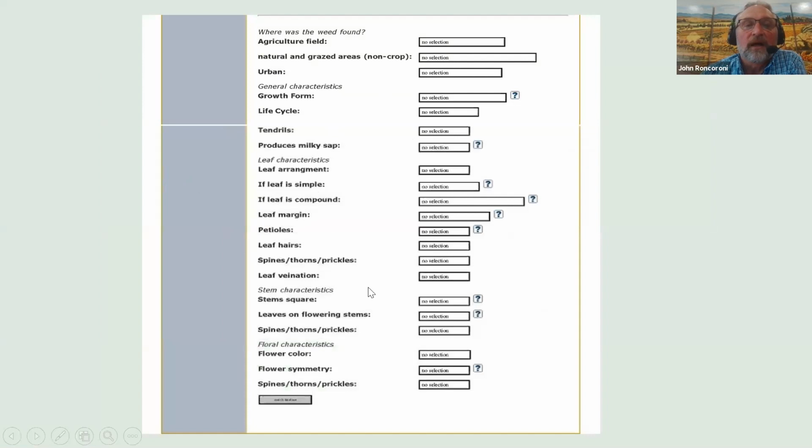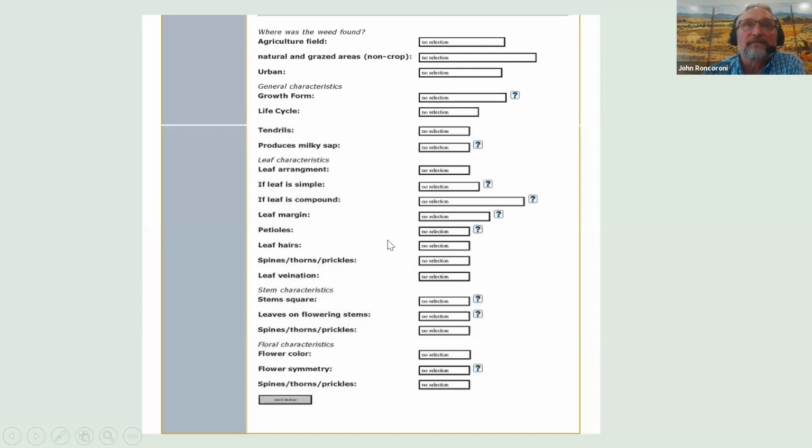Now, the big thing about this one is you don't put in any answers that you don't know. So you may not have the flower, so you don't put in flower color. These little question marks here will help explain if you don't know what petioles are. Hopefully after today, you'll know a little better. And these are all drop-down menus. Then when you're done, you hit select, and it'll come up with a few pictures, maybe 10 to 15 pictures, depending on how close you get.